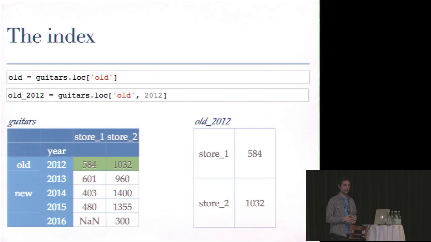I can also pass in multiple values to this loc method. And if I have a hierarchical index, it will go from the left to the right. Here I'm selecting all the old rows and then indexing into the first row by referring to the index of the innermost index. And I'm returned with this series, which is not a data frame, it's a plain series.